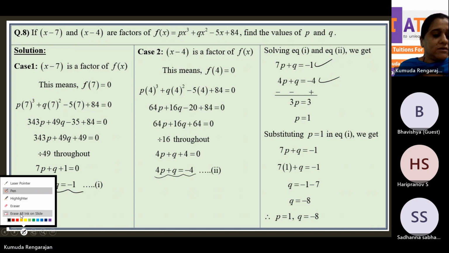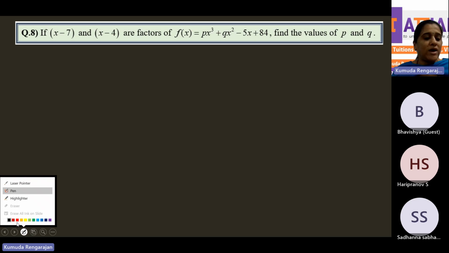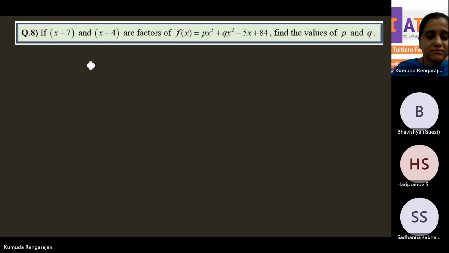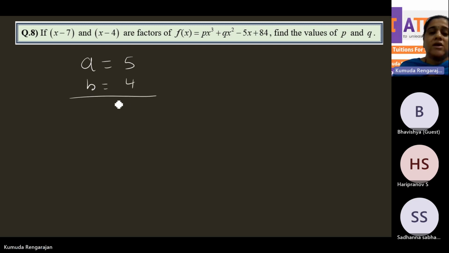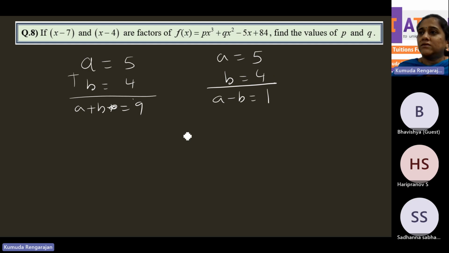Now, before this, let me say something else. When you have two equations, supposing you have A is equal to 5 and B is equal to 4, you can add these two equations. So you'll get A plus B is equal to 5 plus 4, 9. You can also subtract the equations. A minus B is equal to 5 minus 4, 1.